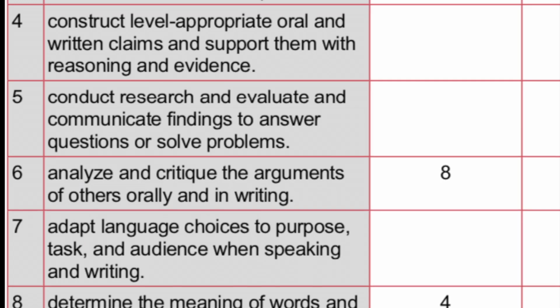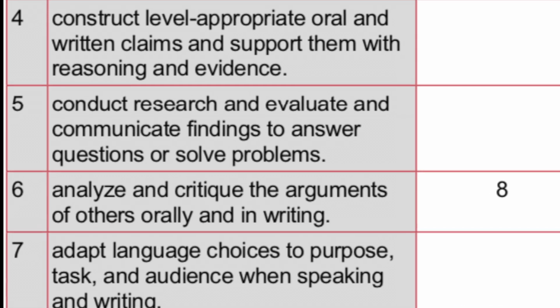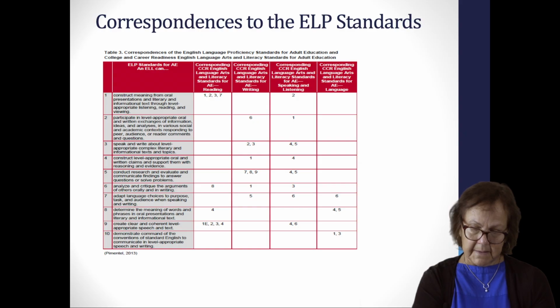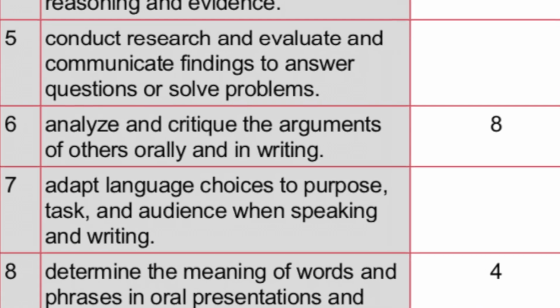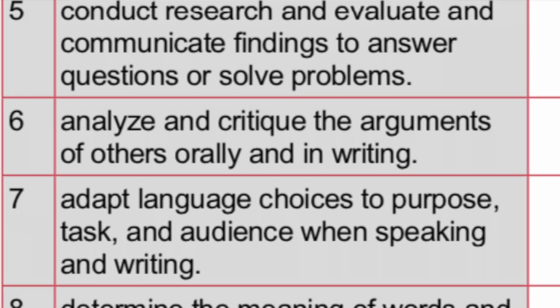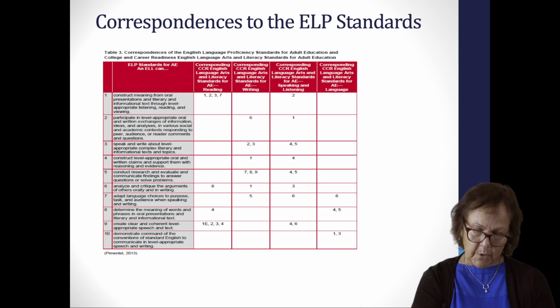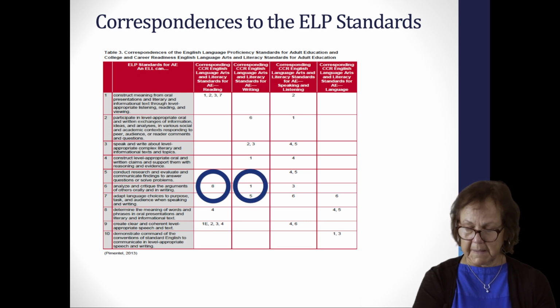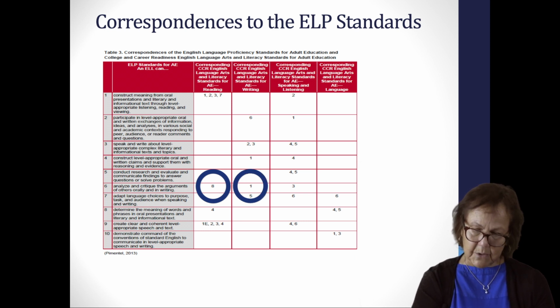ELP Standard 5, conduct research and evaluate and communicate findings to answer questions or solve problems. Corresponds again to writing 7, 8, 9, and listening and speaking 4, 5. ELP Standard 6, analyze and critique the arguments of others orally and in writing, corresponds to the CCRS Reading Standard 8, Writing Standard 1, and Speaking and Listening Standard 3.